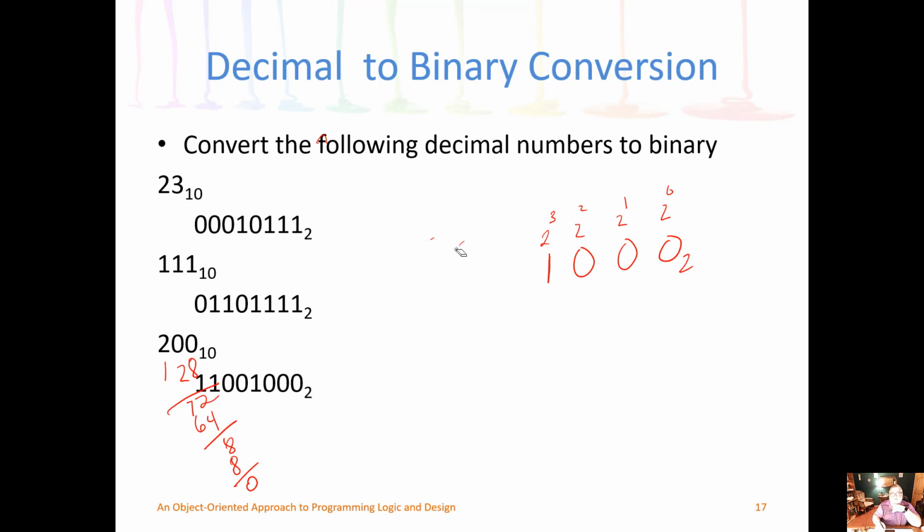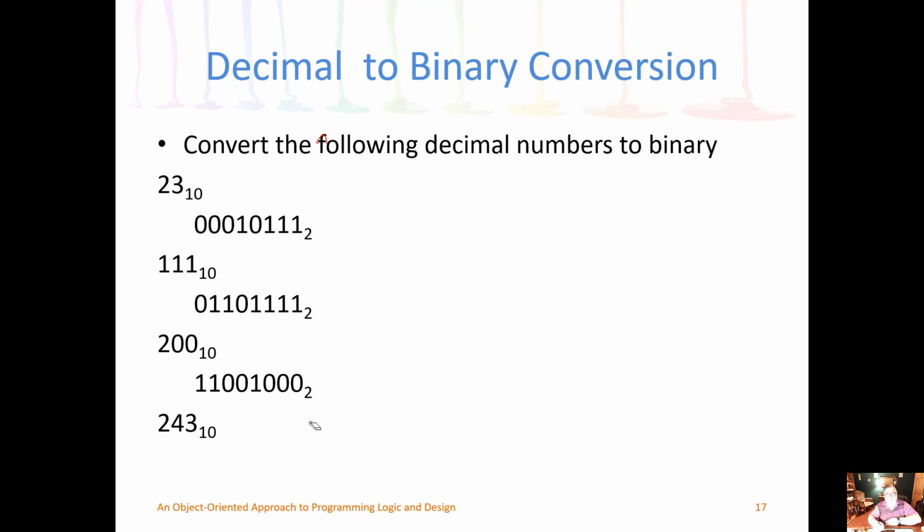And again, if you want to stop the video and try it yourself before I show you the answer, it's good practice. I think we have one more here. 243. Okay, again, I know 2 to the 7th is 128. So put a 1 there. Subtract 128 from that. That's 115.